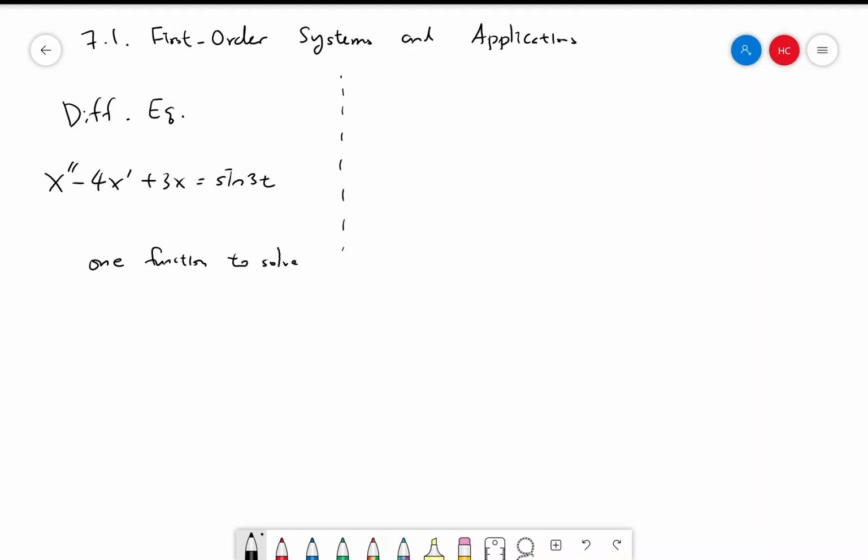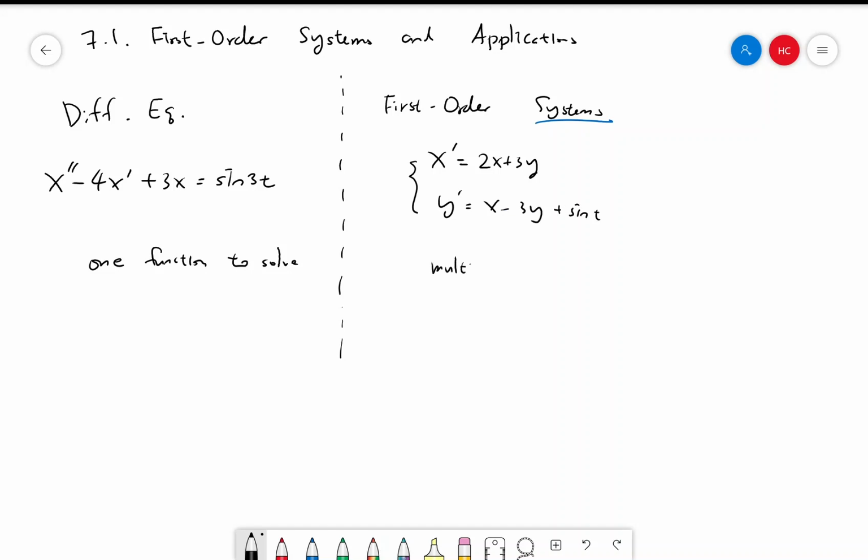And now we're going to introduce something new, which is called a first order system. It's a system, so that means there's more than one equation. For example, you can have a system of two equations: x prime is 2x plus 3y, and y prime is x minus 3y plus sine t. So usually there are multiple functions to solve. But because it's first order, it only involves the first derivatives.